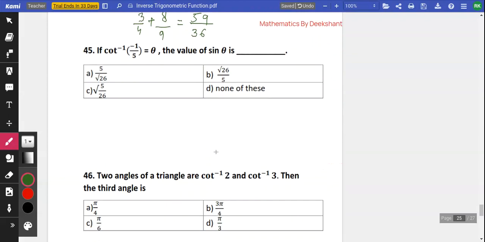In this question, cot inverse of minus 1 by 5 is equal to theta. Basically, the range of cot inverse x is 0 to pi. It means the value of theta is lying between 0 to pi.